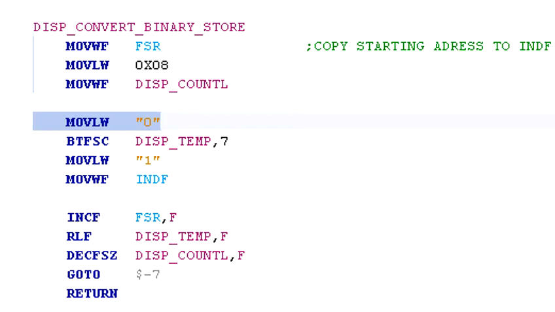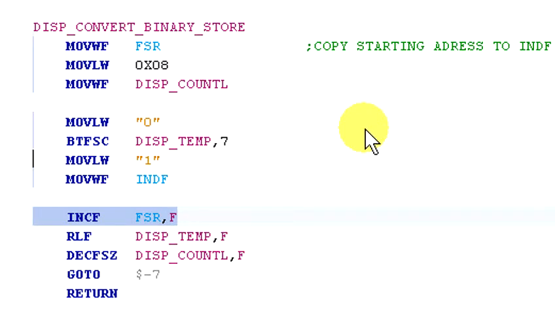Now we assume the bit that we're about to test is actually 0. So we load W with the ASCII character 0. Then display_temp bit 7 is tested to see if it's a 1. If it is, then W is loaded with the ASCII character 1. Next, W is copied to indirect F, which actually copies the data to the address FSR is pointing to.